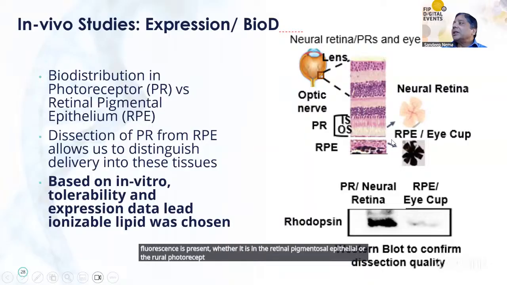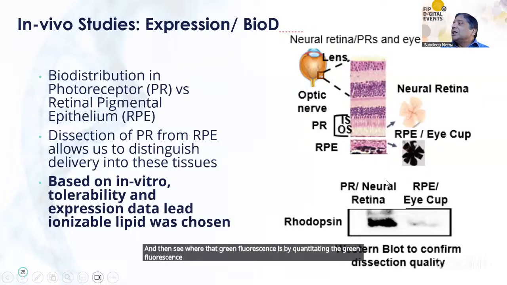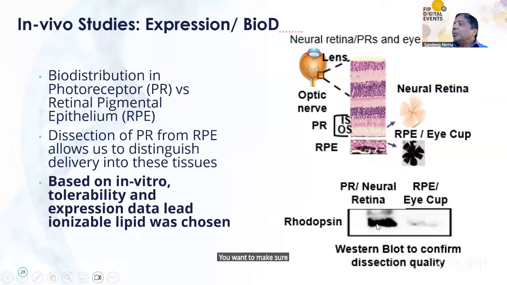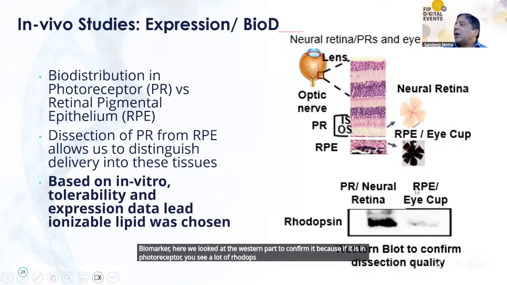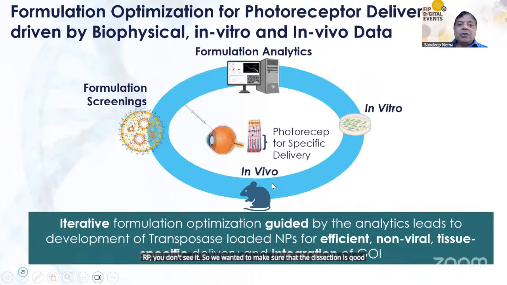So you take the retina out, you dissect it, and then see where that green fluorescence is by quantitating the green fluorescent protein. You want to make sure the dissection is good, by looking at rhodopsin as a biomarker. Here we looked at the Western blot to confirm it, because if it is in the photoreceptor, you see a lot of rhodopsin, but in the RPE, you don't see it. So we wanted to make sure that the dissection is good and quantitatively measure it.